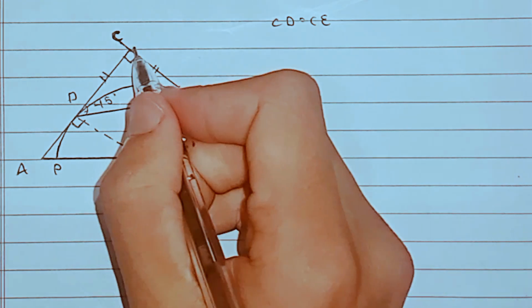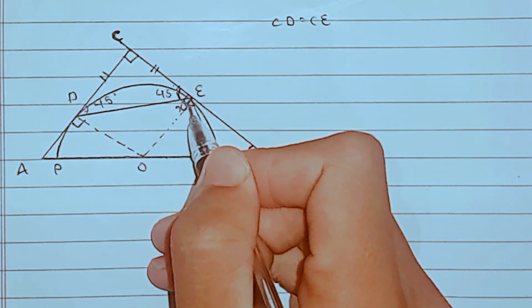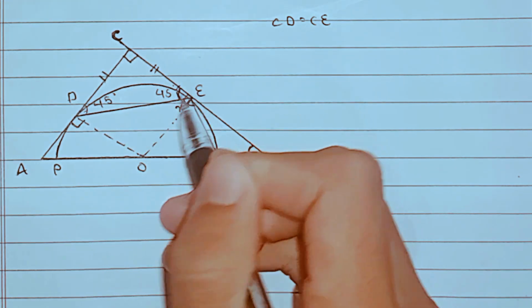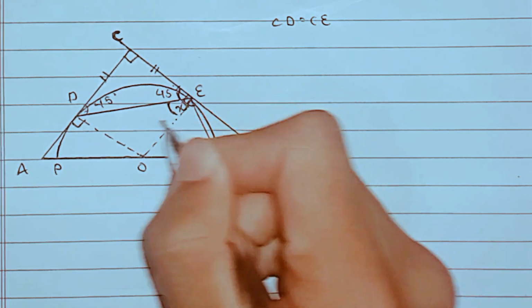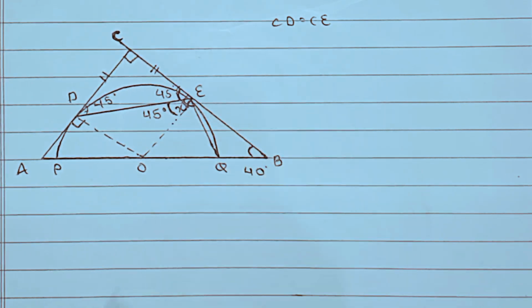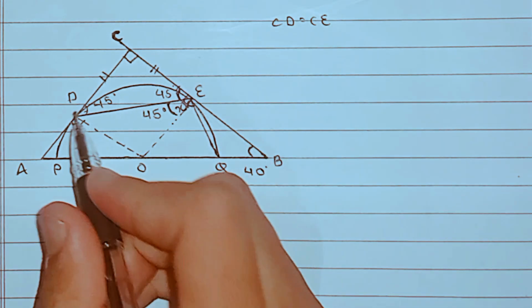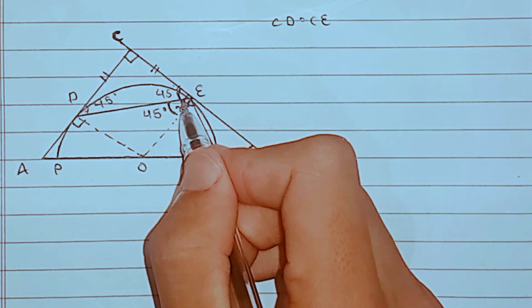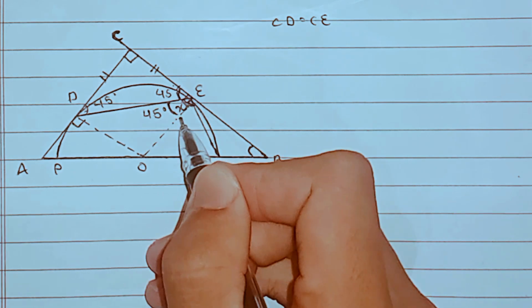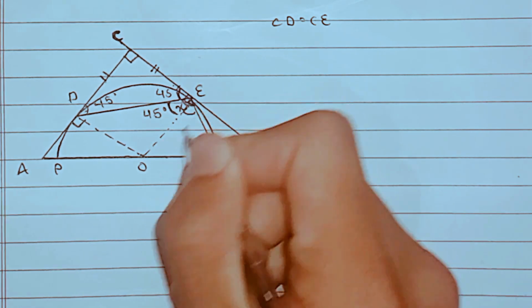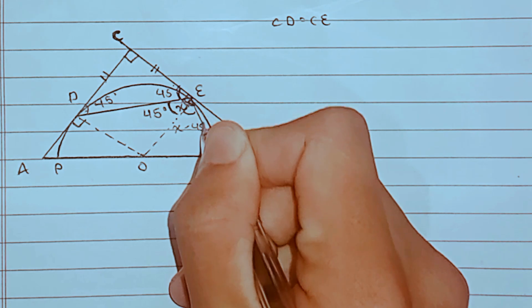Now focus that this whole angle is 90 degrees. Okay, CEO is 90 degrees, but CED is 45 degrees. So the remaining angle right here will be equal to 45 degrees. And now also you have to focus that DEQ right here is equal to x. This whole angle is x, but this is 45 degrees. So the remaining angle will be x minus 45 degrees.